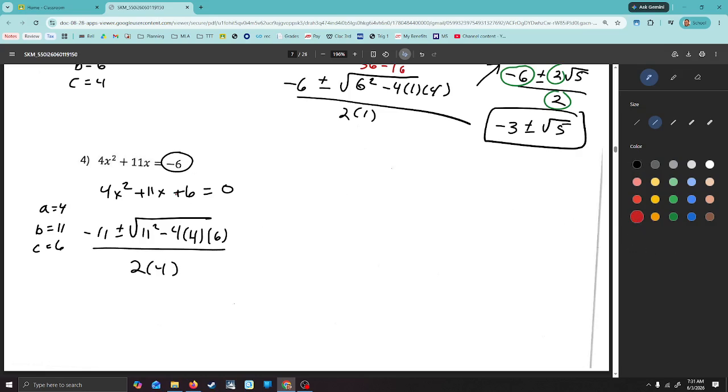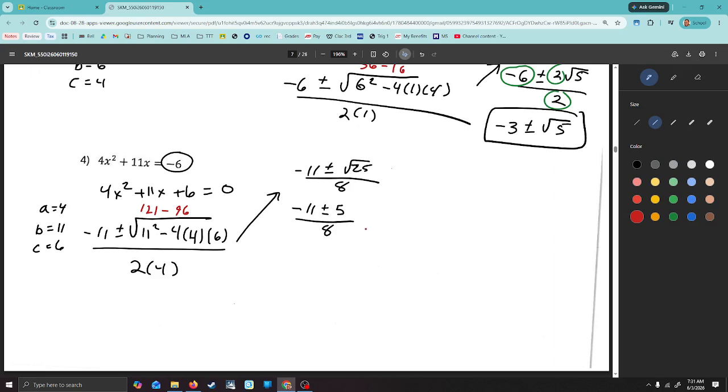Again, I like to deal with the square root first. So 121 minus 24 times 6, no, 16 times 6, or 24 times 4, 96. So that's going to be 25. So negative 11 plus or minus the square root of 25 over 8. But I actually know the square root of 25. That's 5.